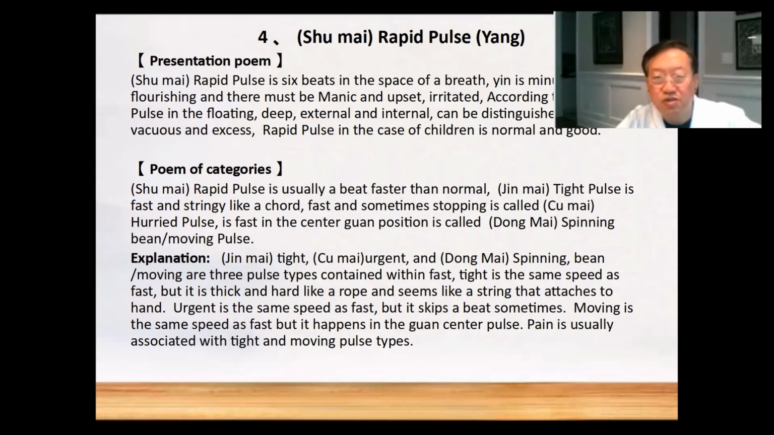Explanation: Jinmai or tight, Cumai or urgent, and Dongmai, spinning bean or moving pulse, are three pulse types contained within fast. Tight is the same speed as fast, but it's thick and hard like a rope and seems like a string that attaches to the hand. Urgent is the same speed as fast, but it skips a beat sometimes. Moving is the same as fast, but it happens in the Guan center pulse. Pain is usually associated with tight and moving pulse types.